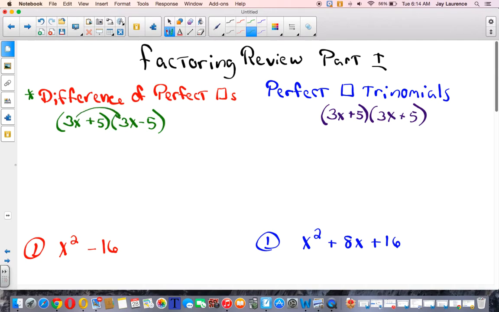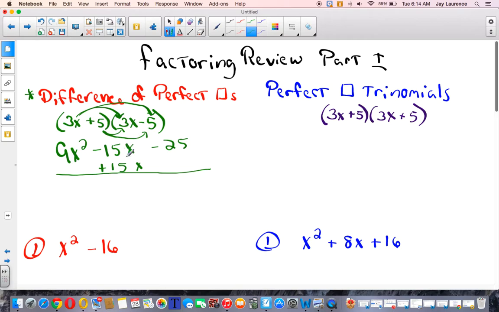So I'm going to multiply the 3x times the 3x and the 3x times the negative 5. So I'm going to get a 9x squared minus a 15x. And then I have to distribute the 5. So there's going to be a positive 15x and then a negative 25. And remember, I like to set it up so my like terms are obvious. Some of you don't do that, and that's fine. That's just how I like to do it. These will cancel because one's positive and one's negative. They're additive inverses of each other. So I have a 9x squared minus 25.